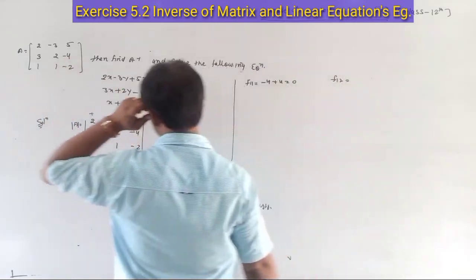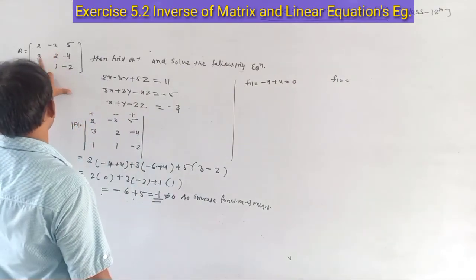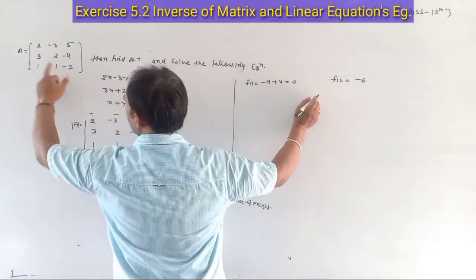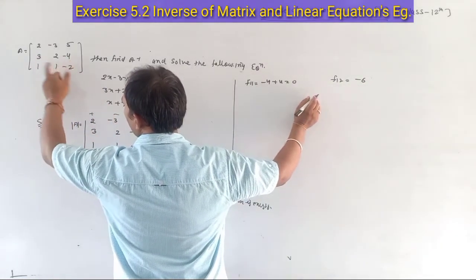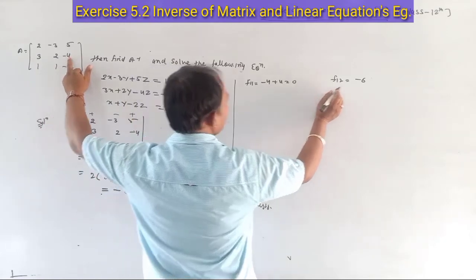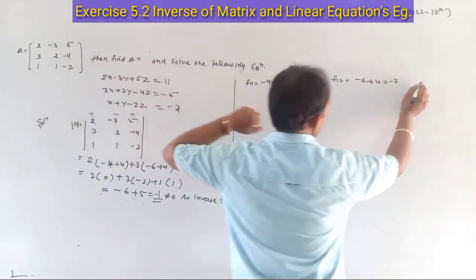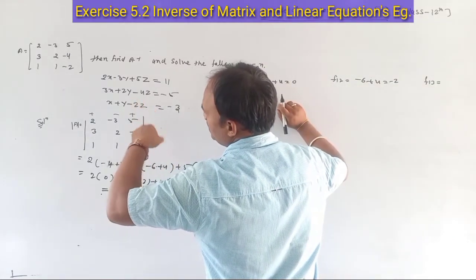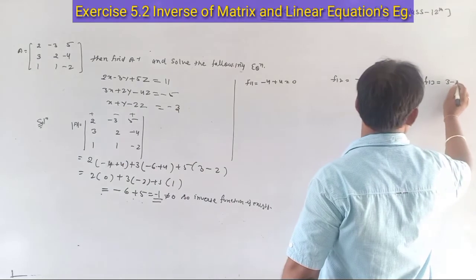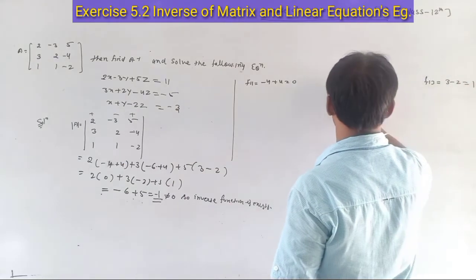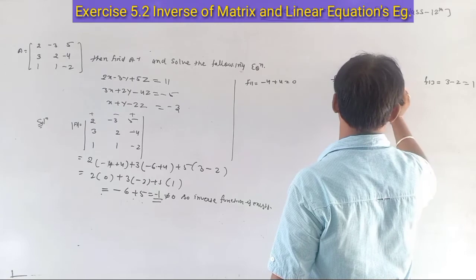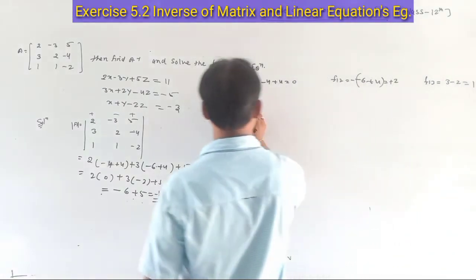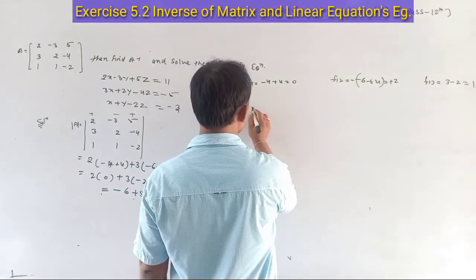F12 means minus 6 and plus 4, so it is minus 2. F13 means 3 minus 2, it is 1. Look at here, it is 1 plus 2, so we have to use a negative sign before it, so it is plus. And 1 plus 3 is the same. Now F11, F12, F13 is completed.